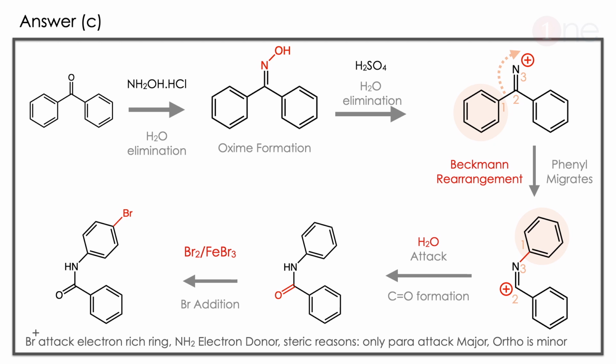The answer is C. Let us see how. The starting material is ketone. We are reacting with hydroxylamine hydrochloride. There will be water elimination and oxime formation. Oxime is NOH. Then you are using acid. There is a cation formation. Again water elimination. Here you might sense that it is a Beckmann rearrangement.